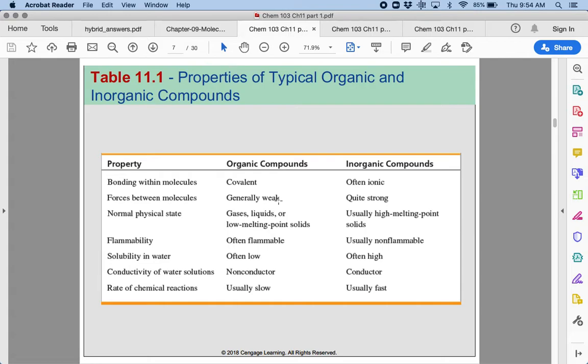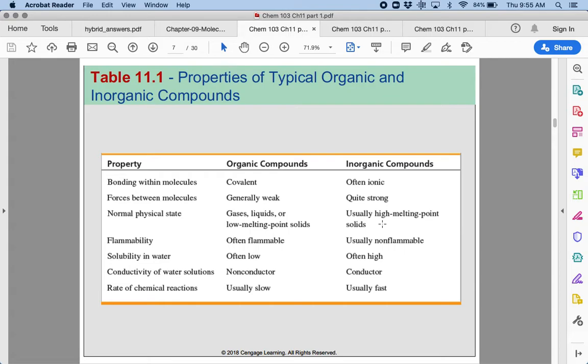We know that the stronger the intermolecular forces, the more energy it would take to break apart that molecule. The more energy it takes to break it apart would mean a higher temperature to boil it or a higher temperature to melt it and things like that. Normal physical state. Again, because of those weaker, relative to inorganic compounds, intermolecular forces, typically we see them as gases, liquids. If they're solids, compared to an inorganic compound, they have relatively low melting points. Inorganic compounds have high melting points and are pretty much always solids.